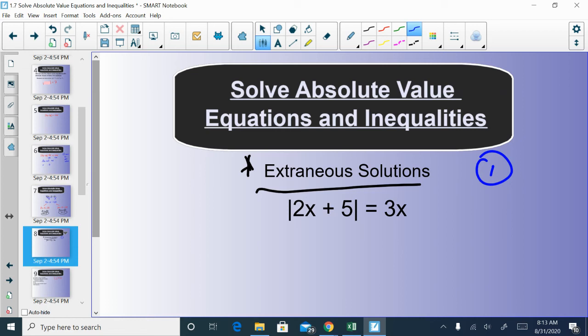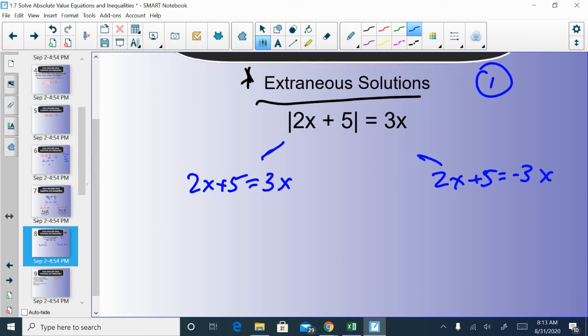So then we can move on to step 2, which is when you break up the problem into 2 different ones, right? One of them equal to the positive 3x, and one of them is going to equal negative 3x. So 2x plus 5 equals 3x, and 2x plus 5 equals negative 3x. So, like I said, the fact that we have a variable over here, x on this side as well, is what creates the potential for extraneous solutions. So now I need to start solving this guy and this guy.